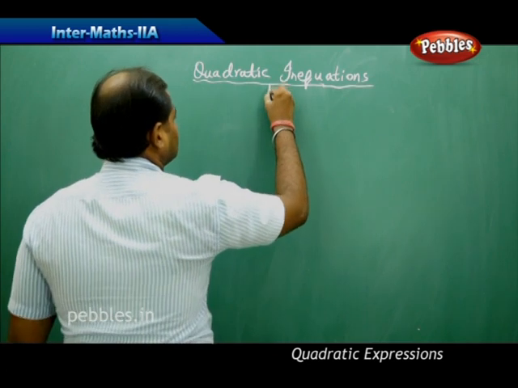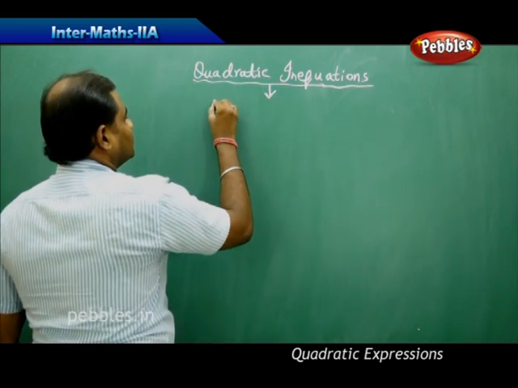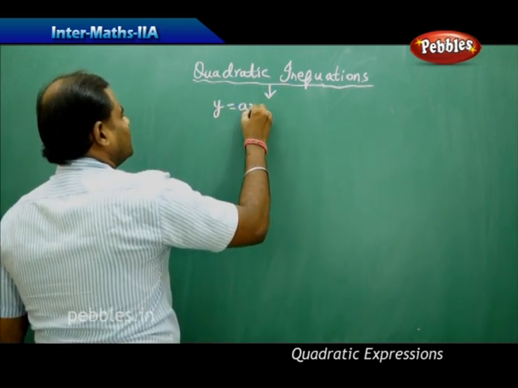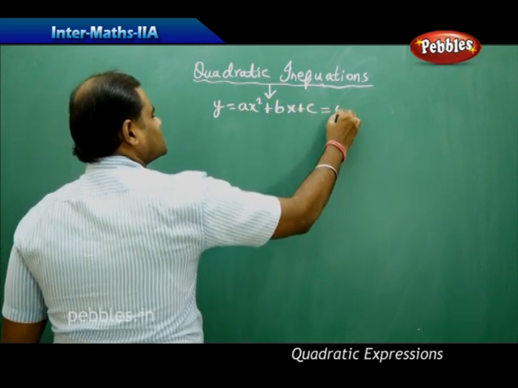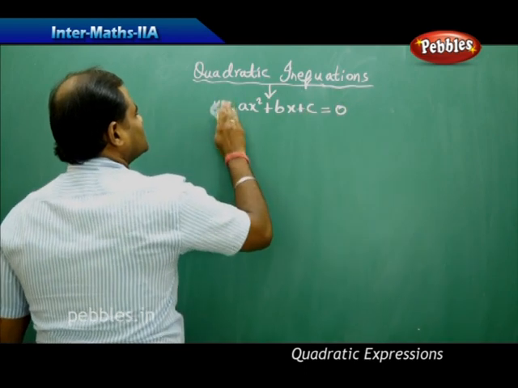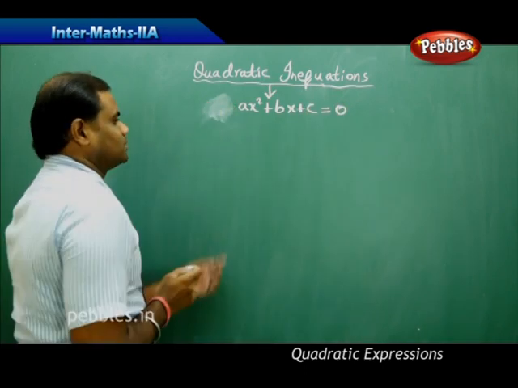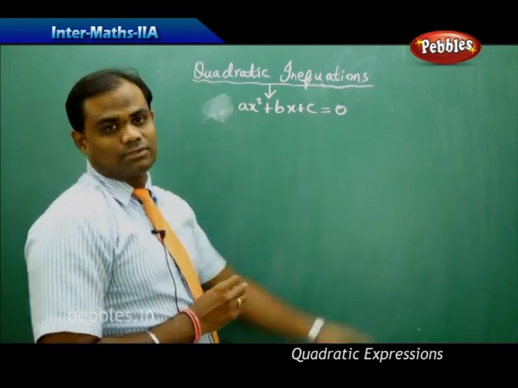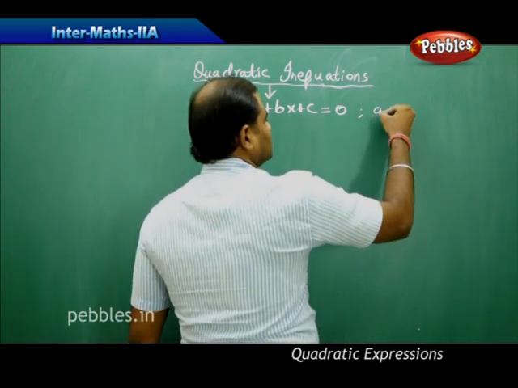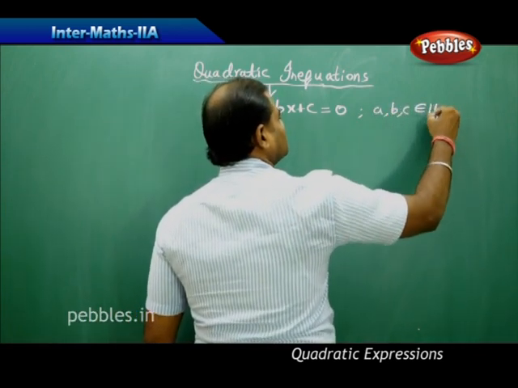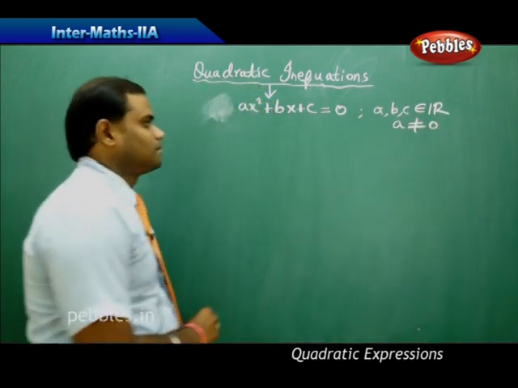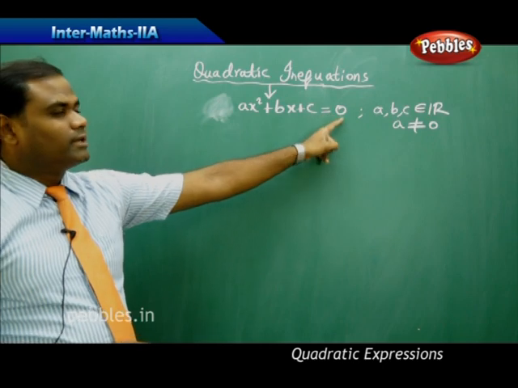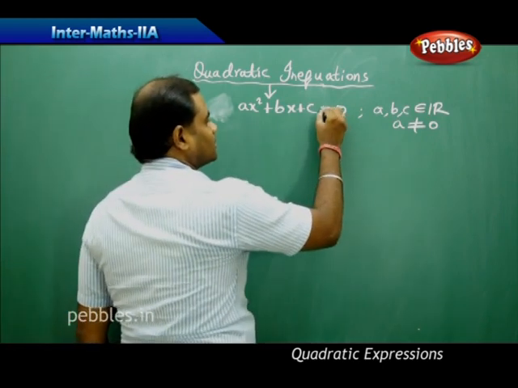To come to the general quadratic equation, y equals ax square plus bx plus c, if this is equated to 0, I call this a quadratic equation. ax square plus bx plus c equal to 0, of course, with a, b, c belonging to real numbers and a not equal to 0. Now, when this is equated to 0, we call this a quadratic equation.